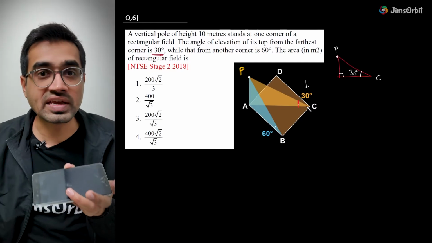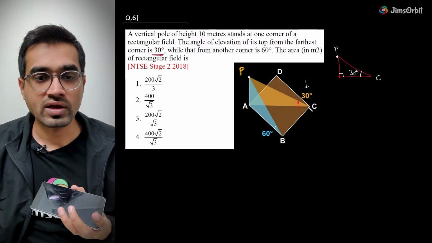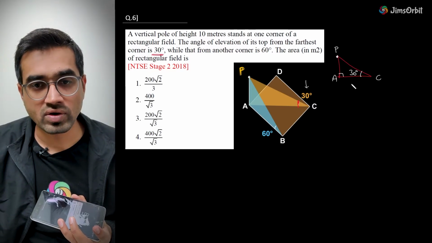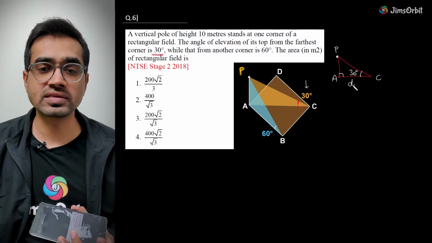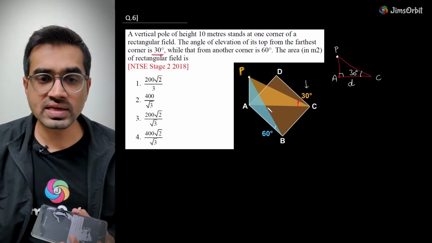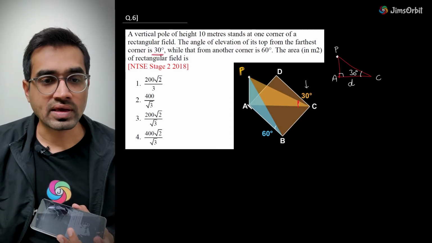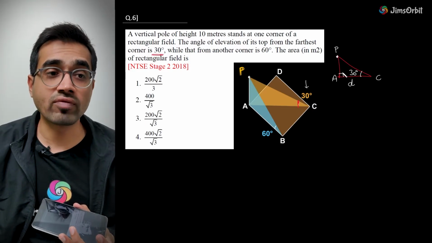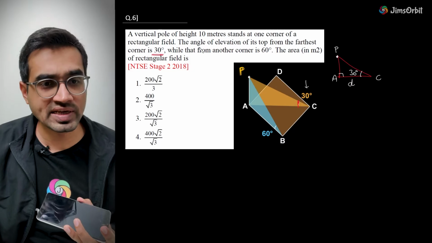Which is AC. AC is the diagonal. So we know AC is the diagonal. Consider it as D. I'm considering it as D. Okay. So AC is the diagonal. And what is AP? AP is the length of the pole, the height of the pole. How much is it? 10 meters.